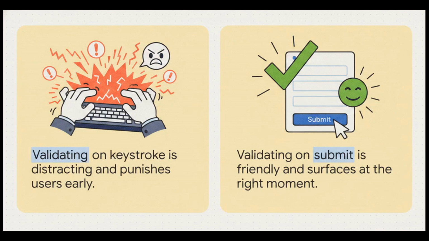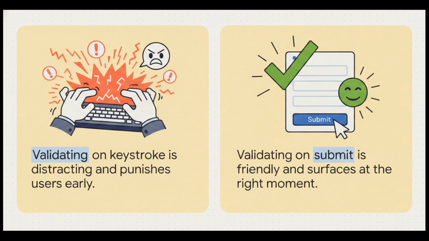Validation architecture is fundamentally about timing and psychology. Think about it. When exactly should we tell a user they made a mistake? Validating on keystroke, running a full, aggressive validation cycle on every single keystroke, is a major anti-pattern. It distracts users and severely punishes them before they've even finished their thought. Imagine being told your email format is invalid when you've literally only managed to type your first name. It's incredibly hostile UX.